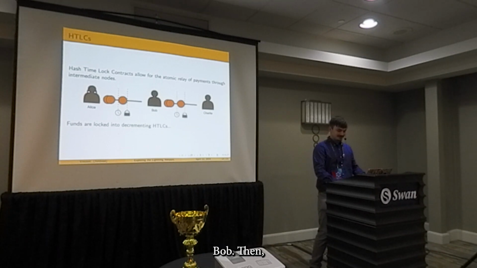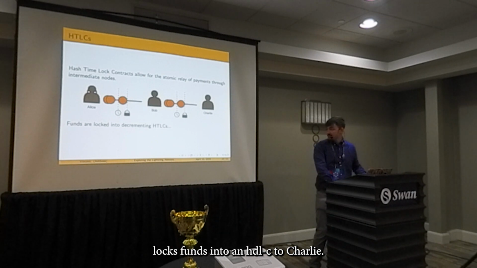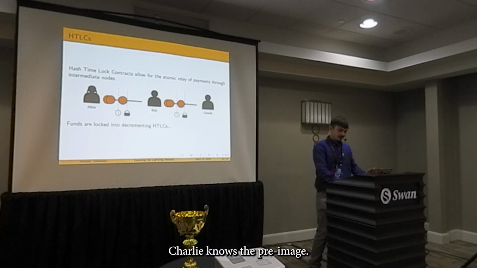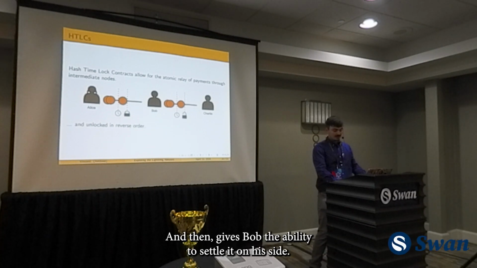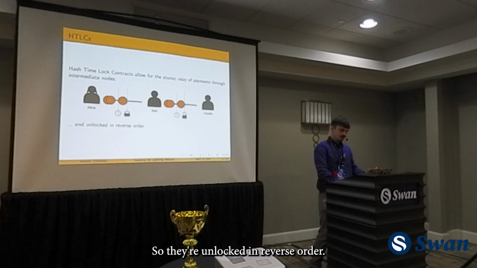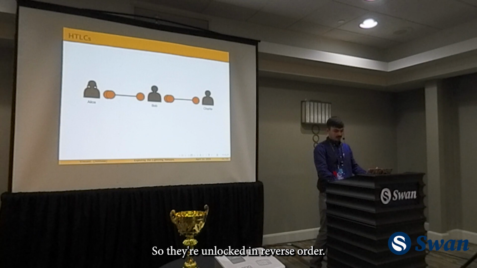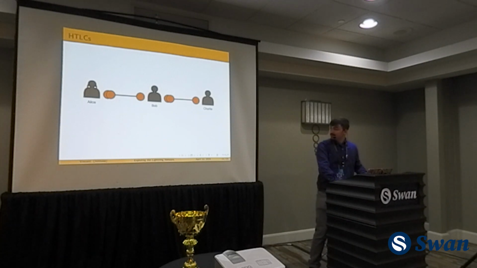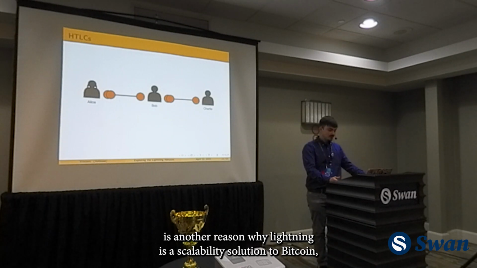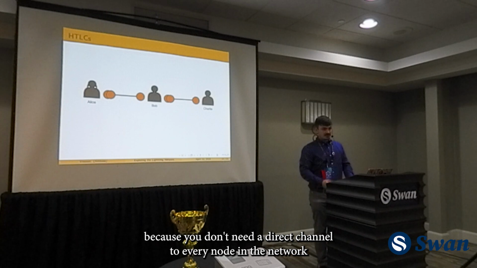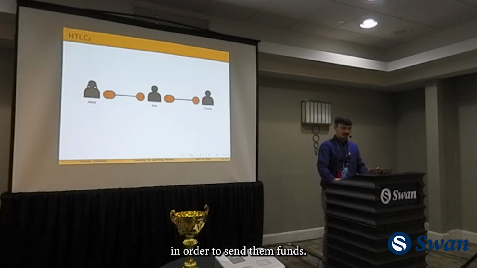Bob then locks funds into an HTLC to Charlie. Charlie knows the preimage, and when he reveals it, that settles it on their side, and then gives Bob the ability to settle it on his side. So they're unlocked in reverse order, and there you go. So this is another reason why Lightning is a scalability solution to Bitcoin, because you don't need a direct channel to every node in the network in order to send them funds.